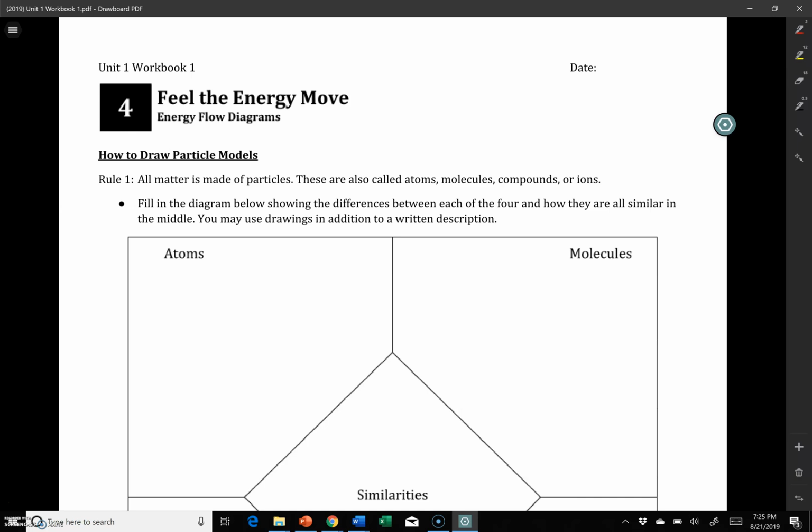Welcome to Unit 1, Lesson 4, Feel the Energy Move. In this lesson, we're going to look at how to draw particle models and show how particles are moving and interacting at a level at which we cannot actually see.